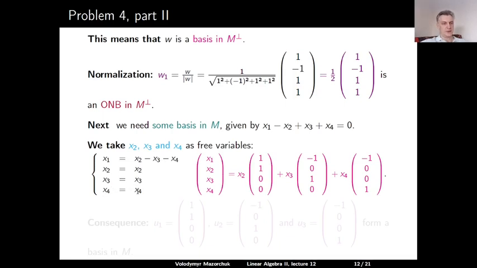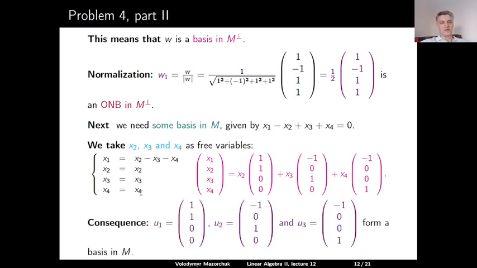And now we write the same thing in vector form: (x1, x2, x3, x4), the left-hand side, is equal to x2 times (1, 1, 0, 0), plus x3 times (-1, 0, 1, 0), plus x4 times (-1, 0, 0, 1). And the consequence of this is that the vectors u1, which is (1, 1, 0, 0), u2, which is (-1, 0, 1, 0), and u3, which is (-1, 0, 0, 1), these three vectors form a basis in M.